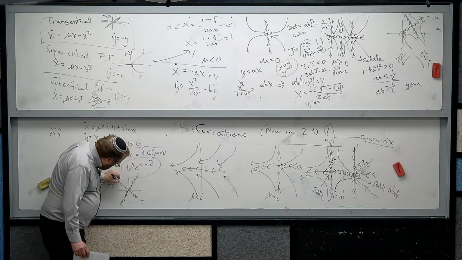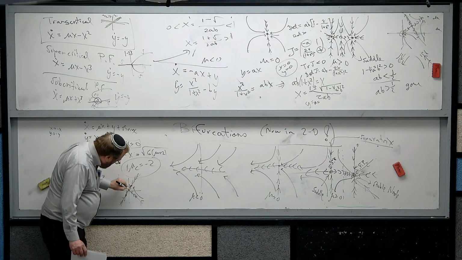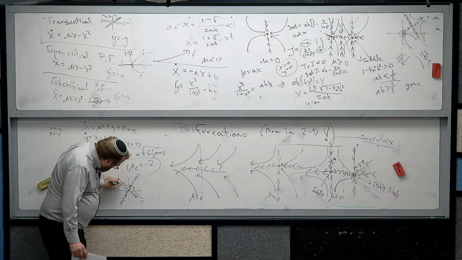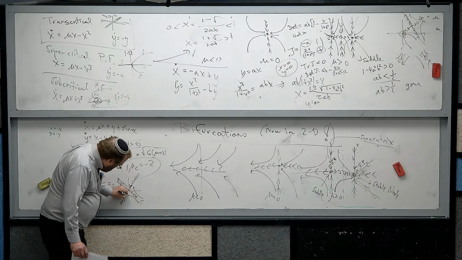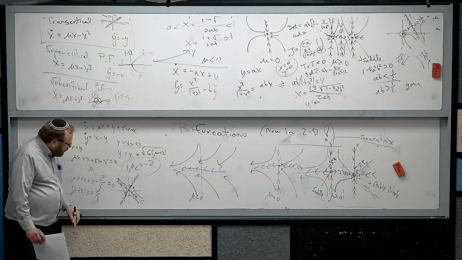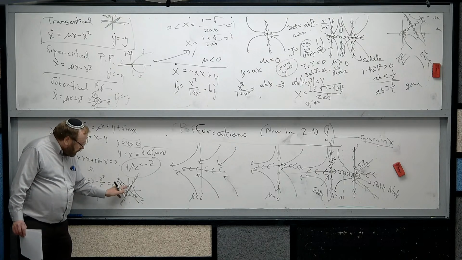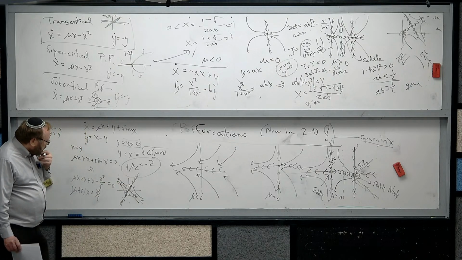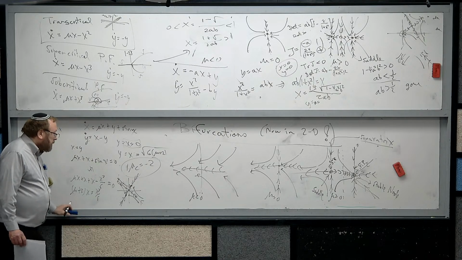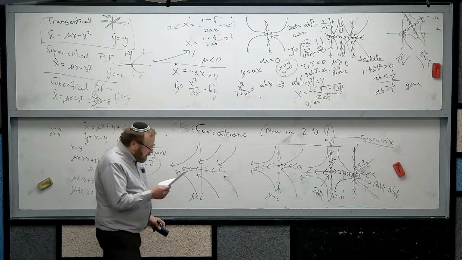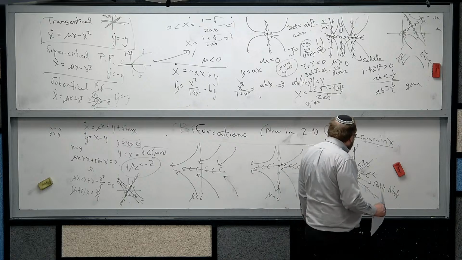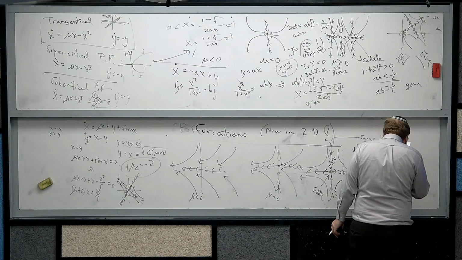So we have this goes here. This goes to here. This goes to here. This goes to here. And so depending on what side of the separatrix you are, you go to one of these fixed points. All right. So that is our story of the supercritical pitchfork.